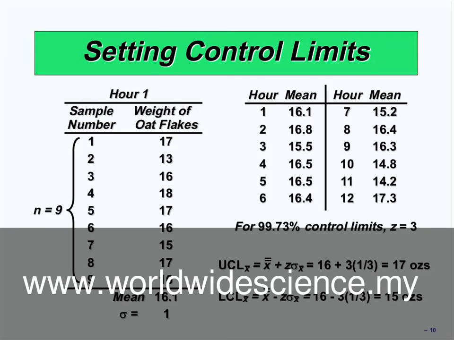Please have a look at hour 1. Hour 1 is, for example, 9 o'clock a.m. In hour 1, 9 cups have been selected and the weight of oat flakes in each cup has been measured, and after that the mean of these 9 has been calculated by the operation manager. For example, 16.1 is for hour 1. In hour 2, hour 3, one hour later, the operation manager does exactly the same.